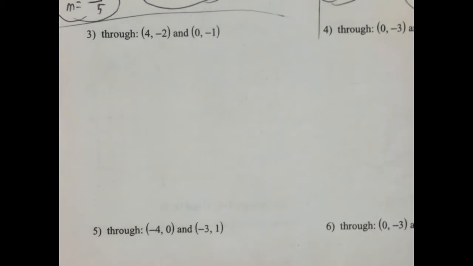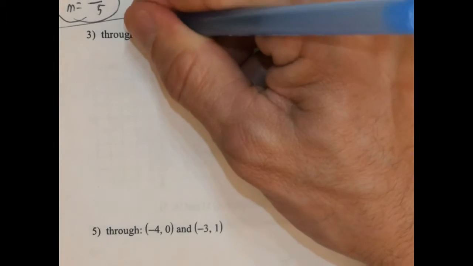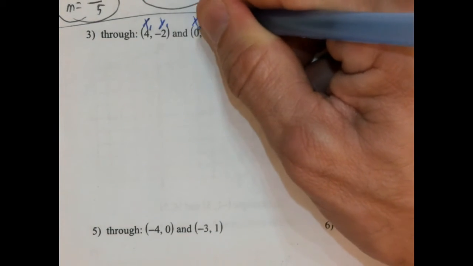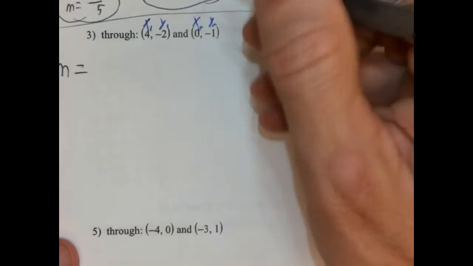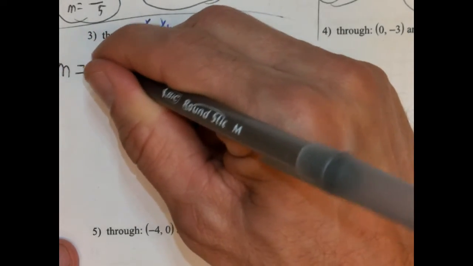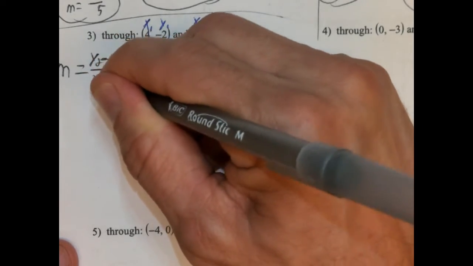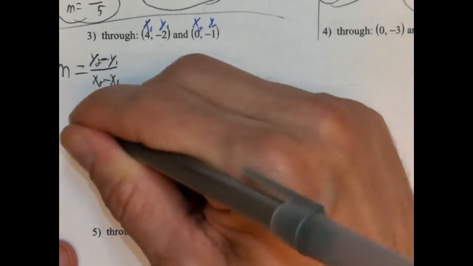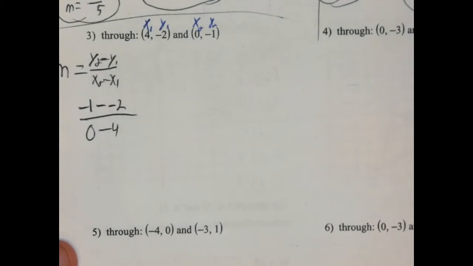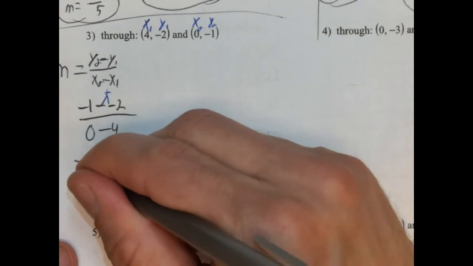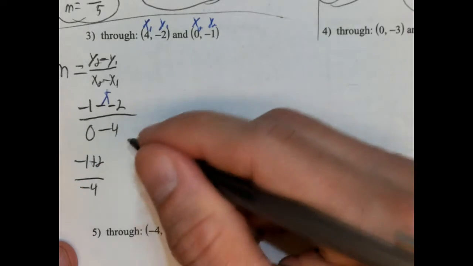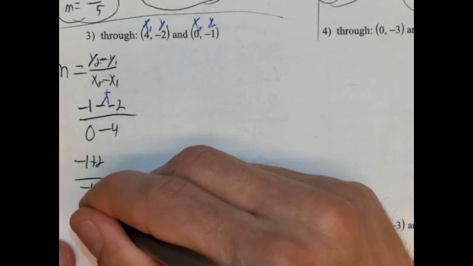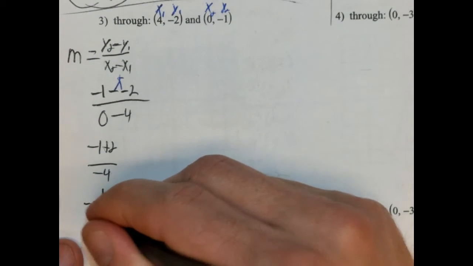All right, number 3. Let's label our points. So we have x1, y1, and x2, y2. So let's find our rate of change. So m equals, I'm going to write the formula out actually. I feel better when I do that. I don't know why. x2 minus x1, I think it's routine. So -1 minus -2, and then 0 minus 4. And then we're going to rewrite that. So -1 plus 2, and 0 take away 4 is -4. -1 plus 2 is 1. So we have 1 over -4, or -1/4. And that would be our m.